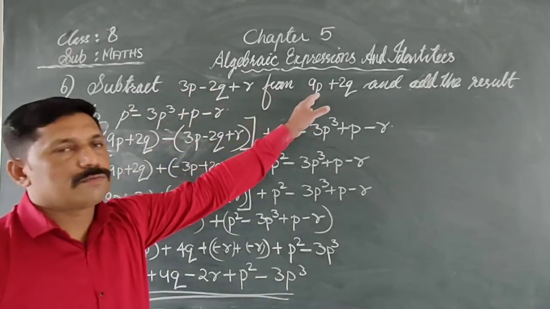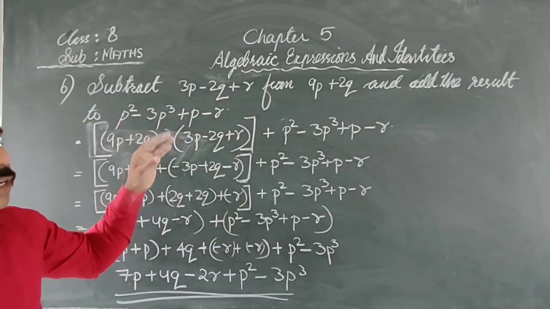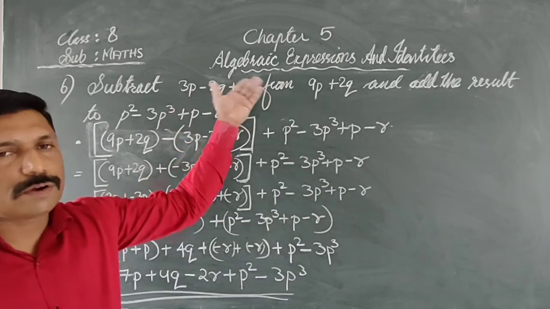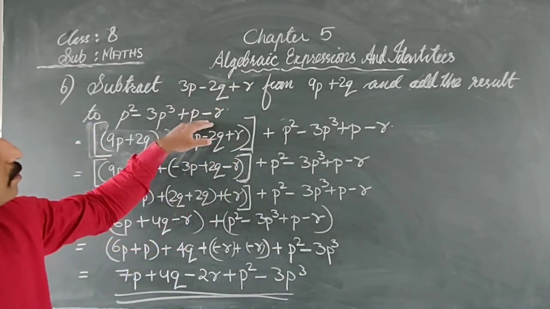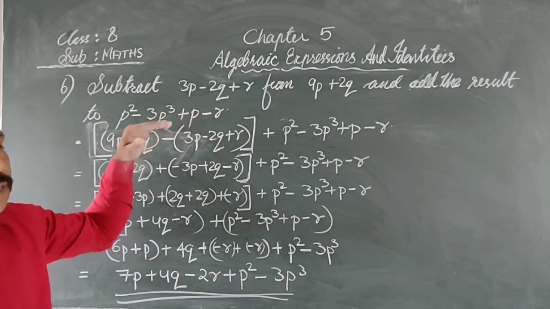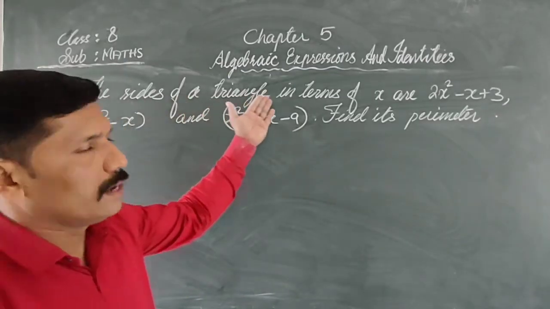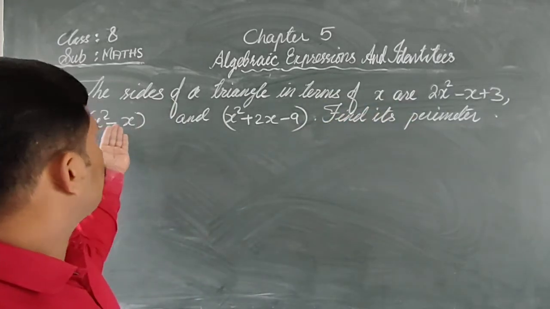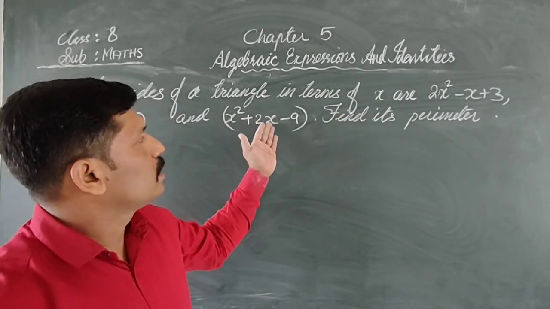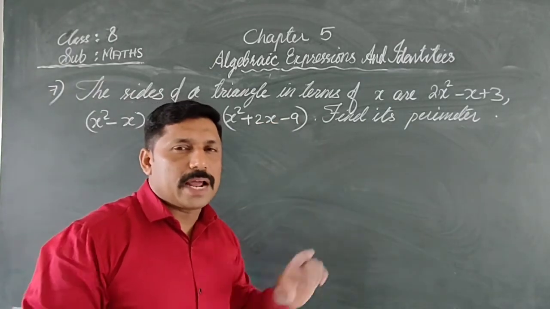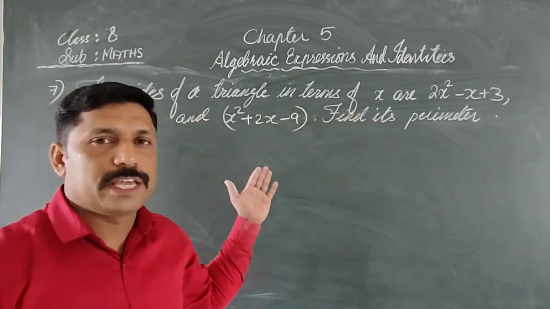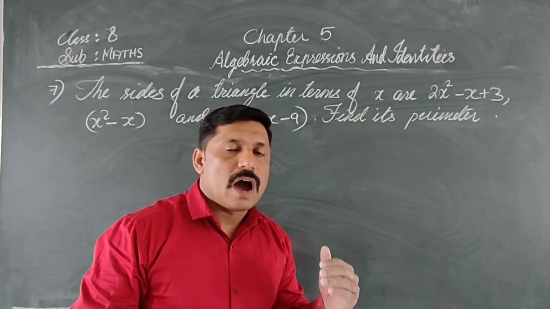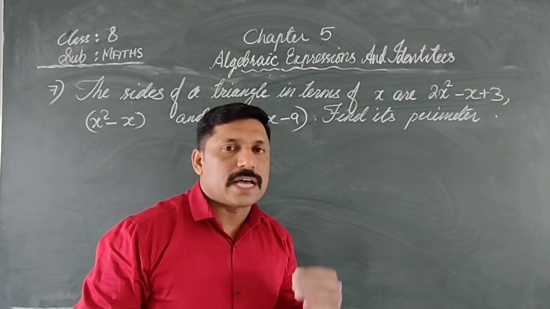So from the sum of these two numbers, we subtracted, we added the third number. Sides of a triangle in terms of x are 2x square minus x plus 3, x square minus x, and x square plus 2x minus 9. Find its perimeter. A triangle, three sides are there. The three sides are given, and we are asked to find out the perimeter. Perimeter of a triangle, how we can find out? By adding the sides, side plus side plus side.